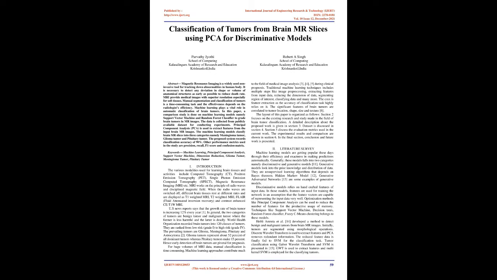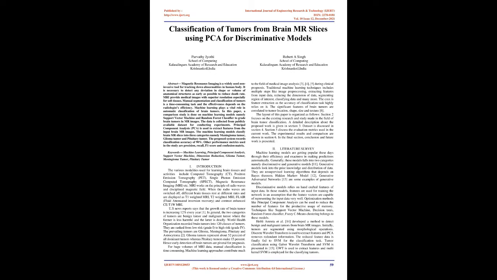Manual segmentation and classification of tumors is a time-consuming task, and the effectiveness depends on the radiologist's efficiency. Machine learning plays a vital role in automatic classification of brain tumors. In this paper, a comparison study is done on machine learning models, namely support vector machine and random forest classifier, to grade brain tumors in MR images. The data is collected from a publicly available dataset for conducting experiments.